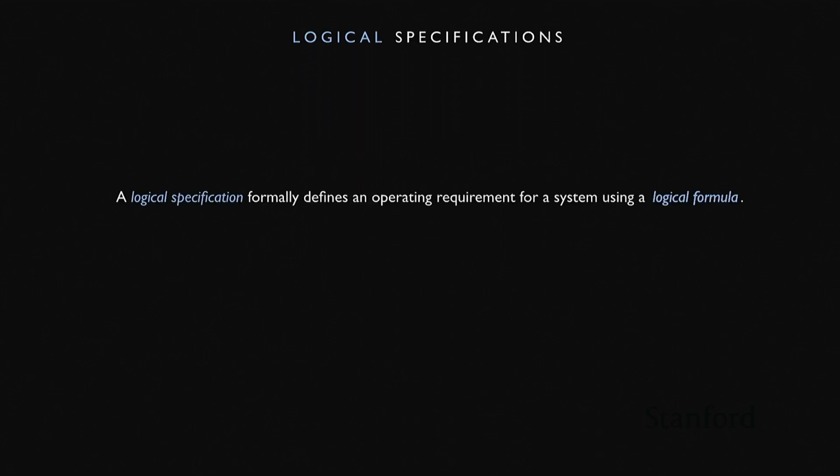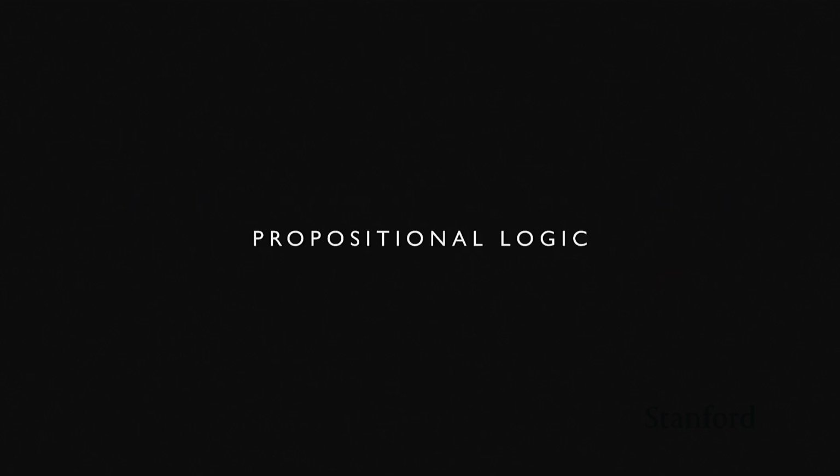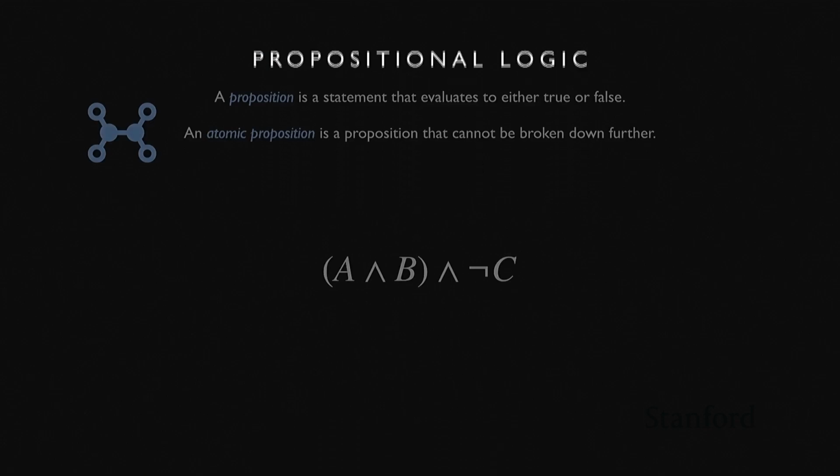Okay, so a logical specification formally defines an operating requirement for a system using a logical formula. And a logical formula is a precise expression that evaluates to either true or false. There are different ways that we can define logical formulas, different tools that we can use. One of those tools is something that we call propositional logic.